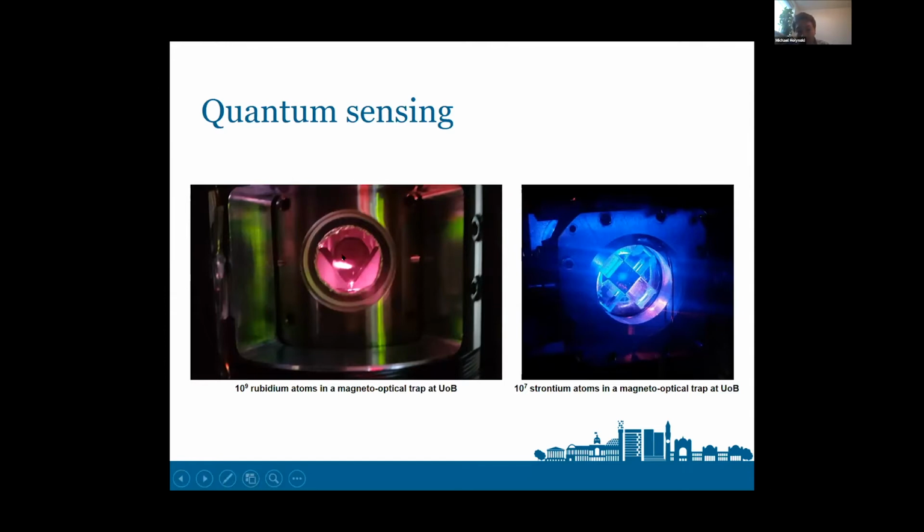So here, this is rubidium, typically used for atom interferometry. It's pretty much the workhorse for atom interferometry. And on the right-hand side, we have strontium, one of the typical candidates for optical clocks. Of course, you also see RF clocks based on rubidium, and you also see atom interferometry with strontium, but that's the typical breakdown.